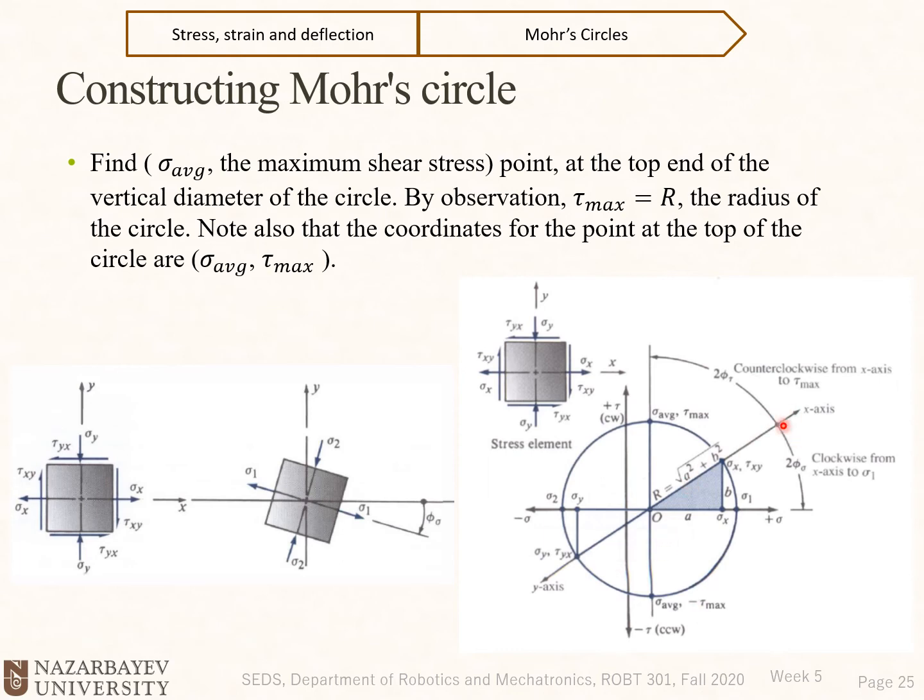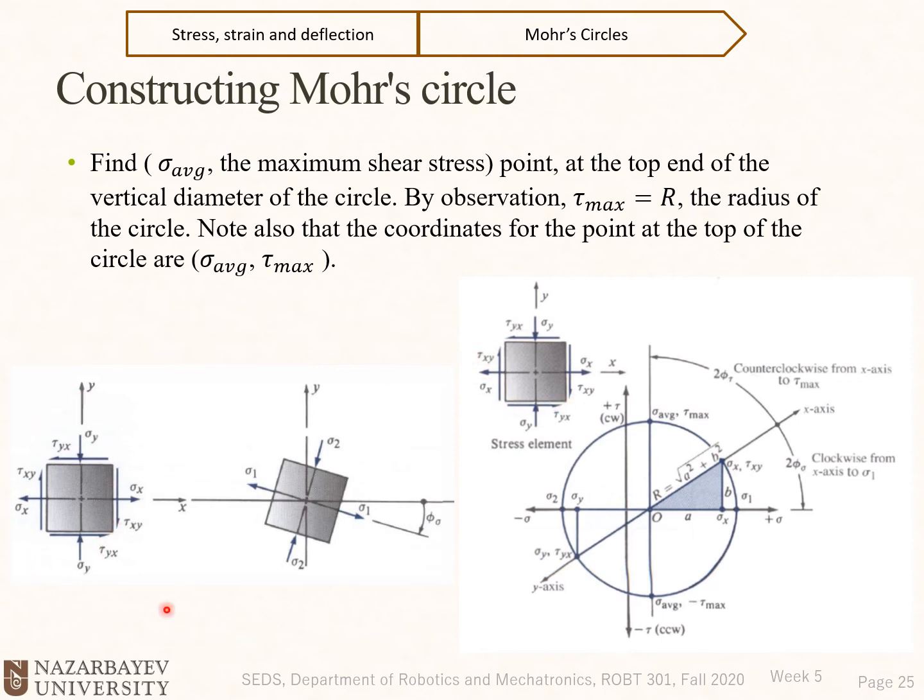Now we can also find this phi tau. If we rotate our element, applying the stress coordinate system based on that, and rotate by phi tau, we then have maximum shear stresses on the sides of this element.